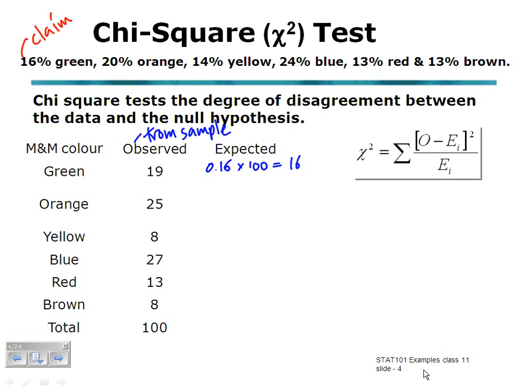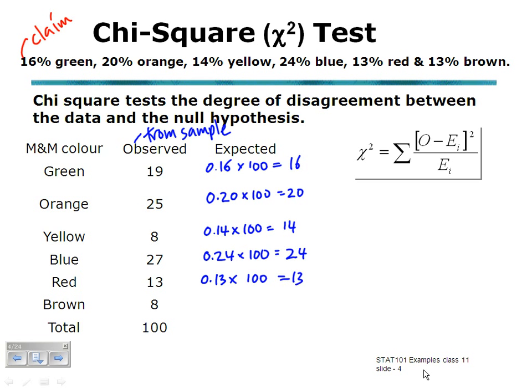For the orange, we have 20%, so 0.20 multiplied by 100, and that would be 20 orange we would expect. For the yellows, we have 14%, and 0.14 multiplied by 100 gives us 14. For blue, we have 24%, 0.24 multiplied by 100, that would be 24 blue. For reds, we have 13%, so 0.13 multiplied by 100 is 13. And similarly for brown, 0.13 multiplied by 100, which would also be 13.